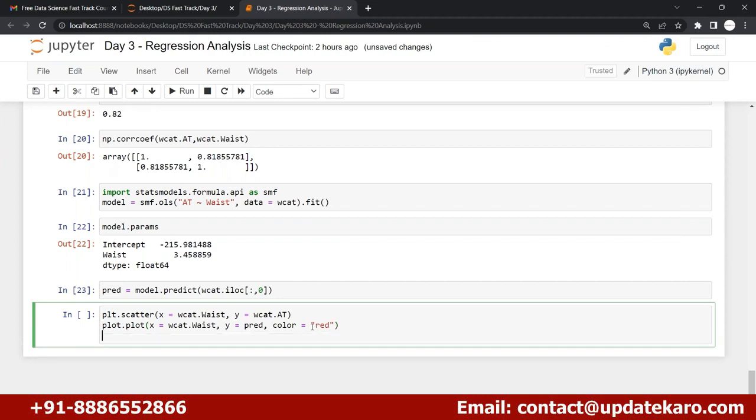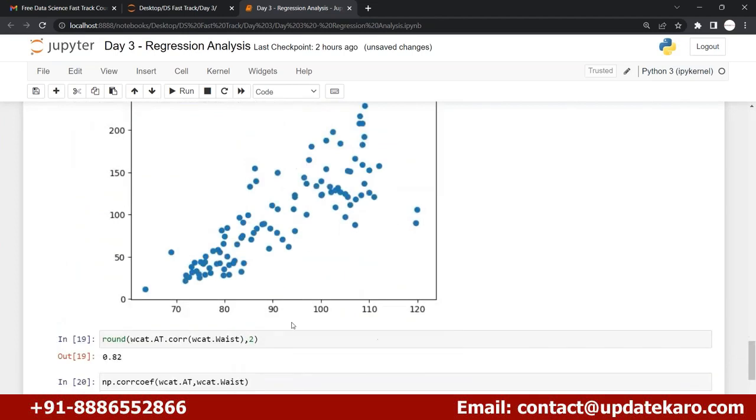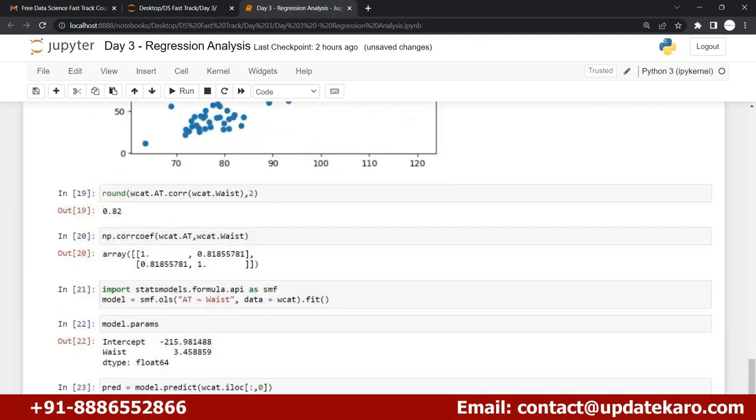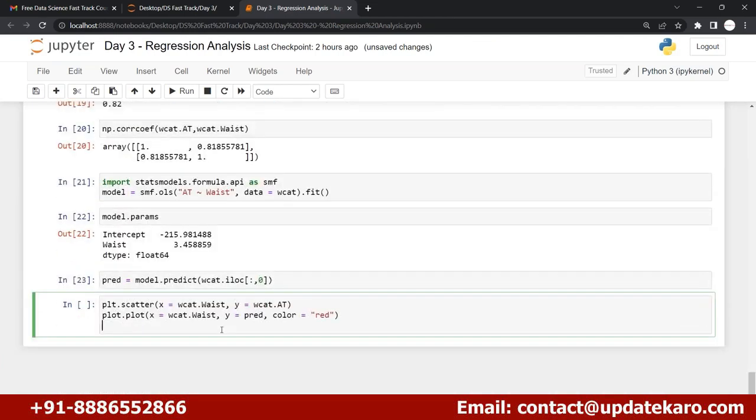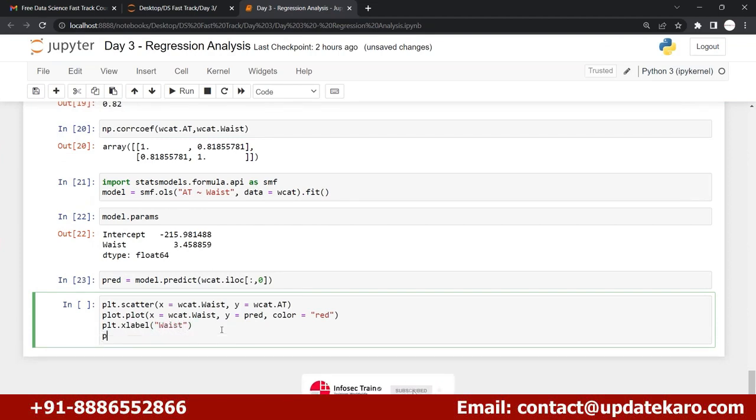Now let me label it, like in the scatter plot. There is no label to understand what this axis means and what this is. So that's why I'm going to add the labels over here. I'm going to use plt again, xlabel, and in the xlabel we have the waist. And in the ylabel you will see the adipose tissue, AT, right?